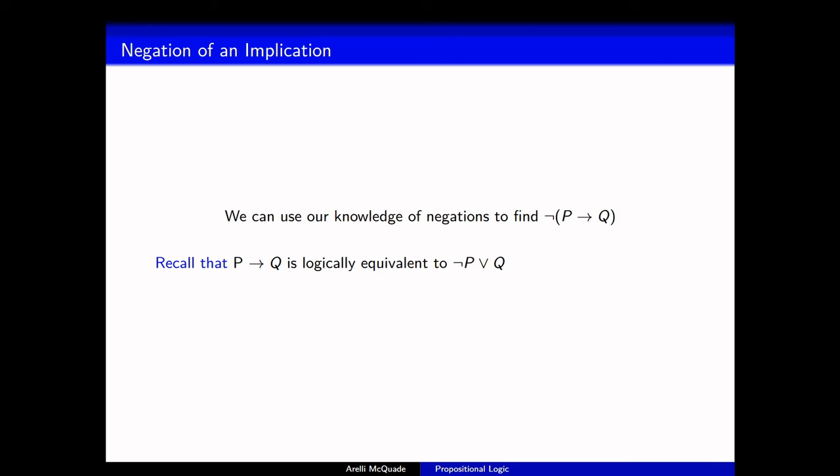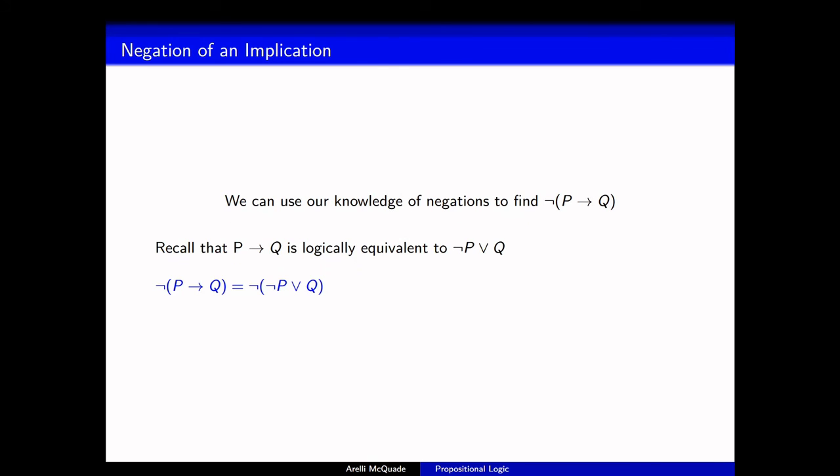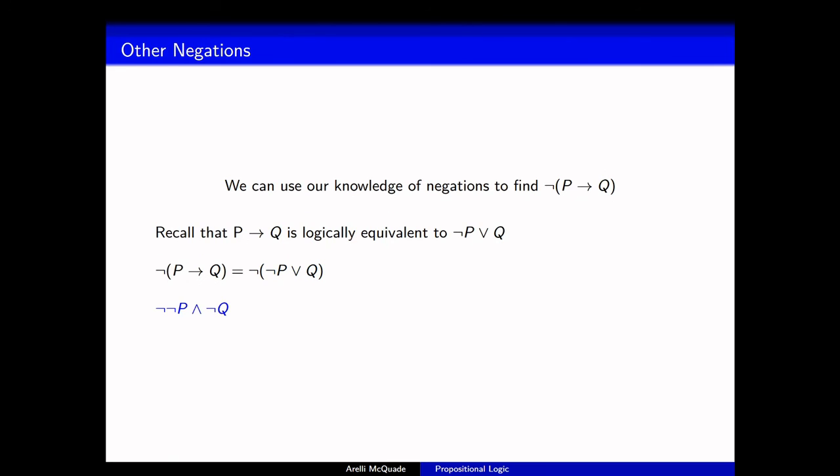Now let's move on to the negation of an implication, because we have some knowledge on negations. We have to recall that if P then Q is logically equivalent to not P or Q, because we can easily find the negation of that. So, not (if P then Q) is going to be logically equivalent to not (not P or Q). And of course we know that we just have to negate those and change that or to an and, and we suddenly have not not P and not Q.